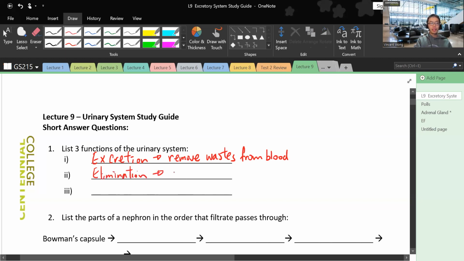So that would be to remove waste from body. So this excretion step happens at the nephron level, whereas the elimination, that's basically the act of peeing, right? Urinating. That's physically removing waste from the body. So those are the obvious functions for the urinary system, but many people don't know that the kidney also plays an important role in homeostasis.